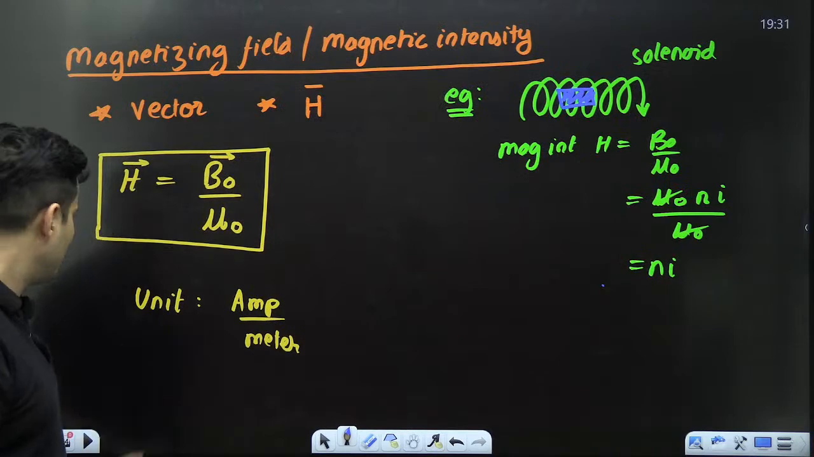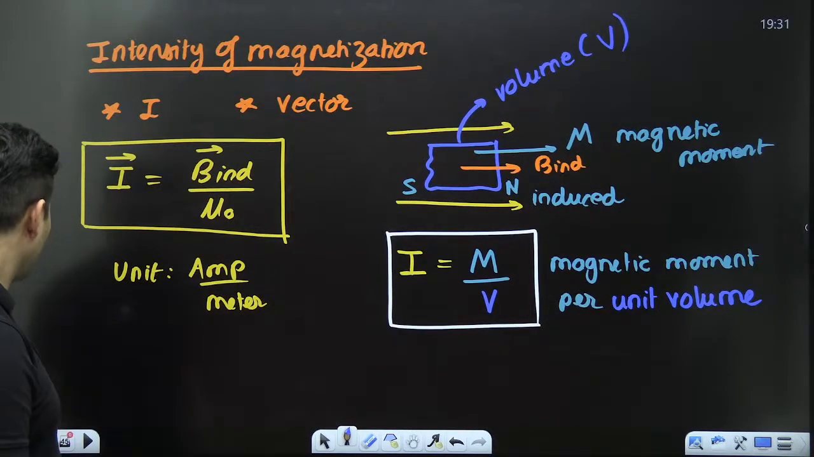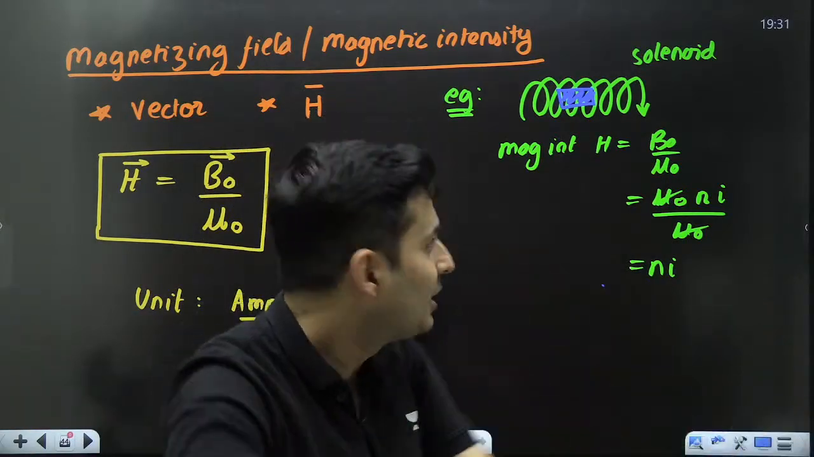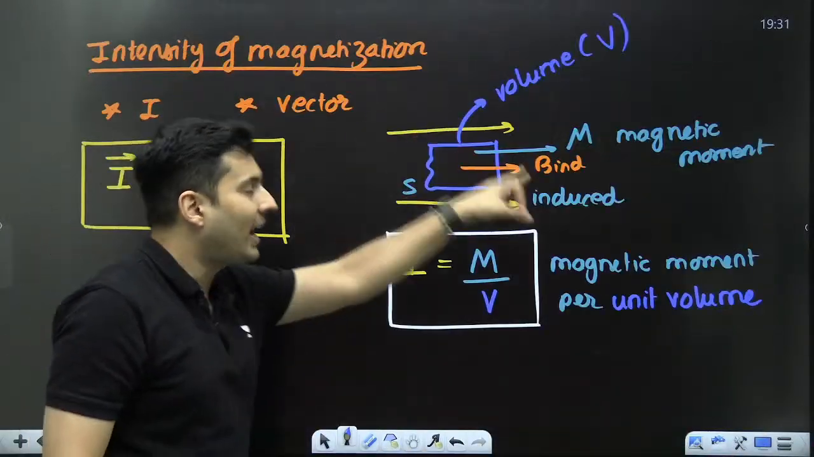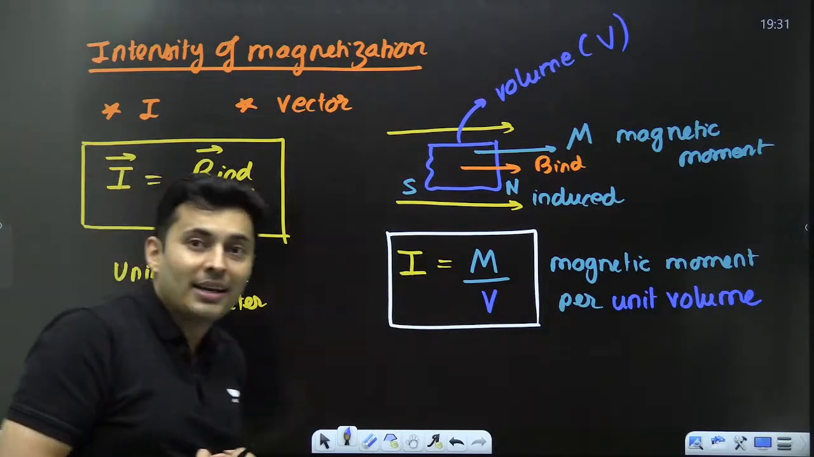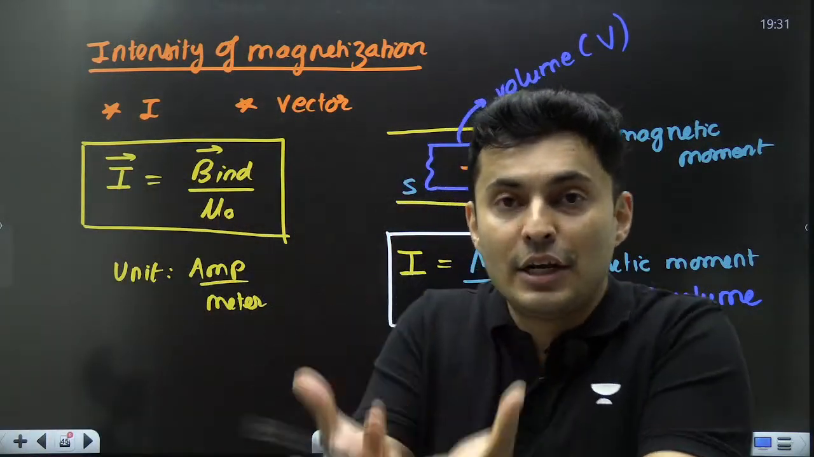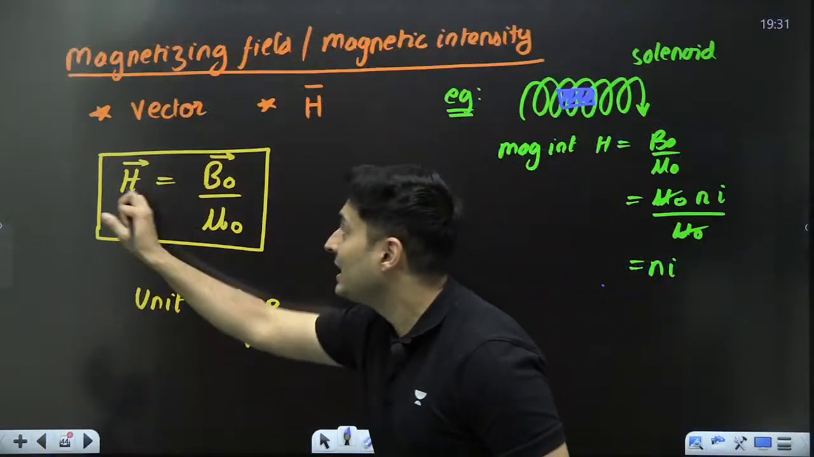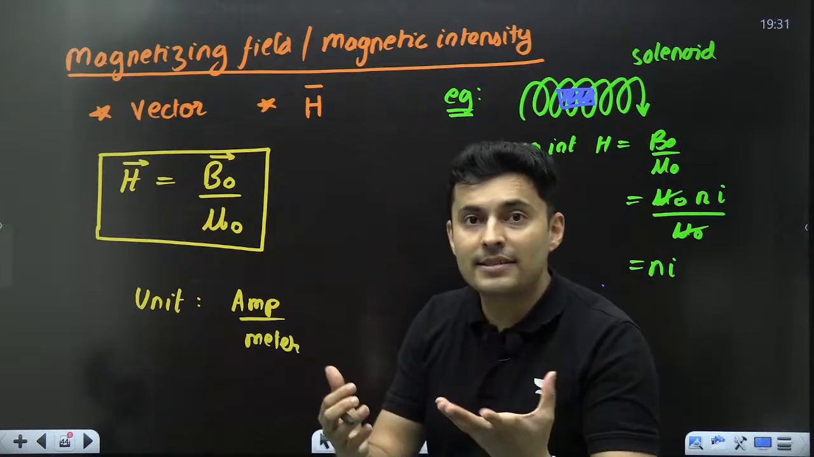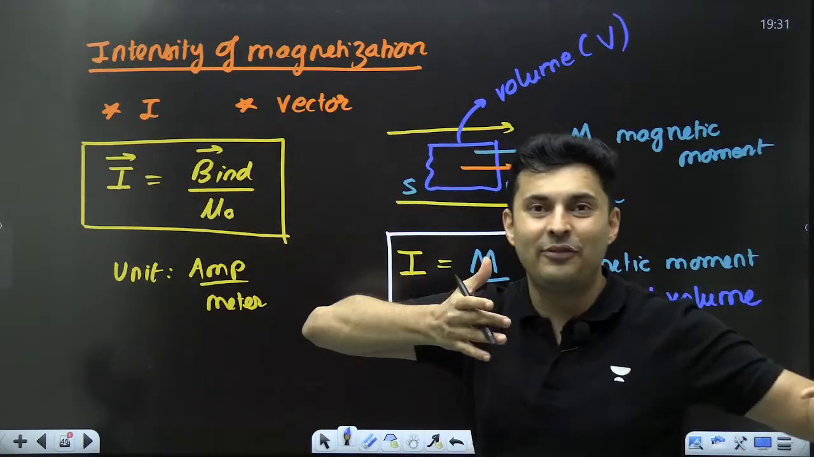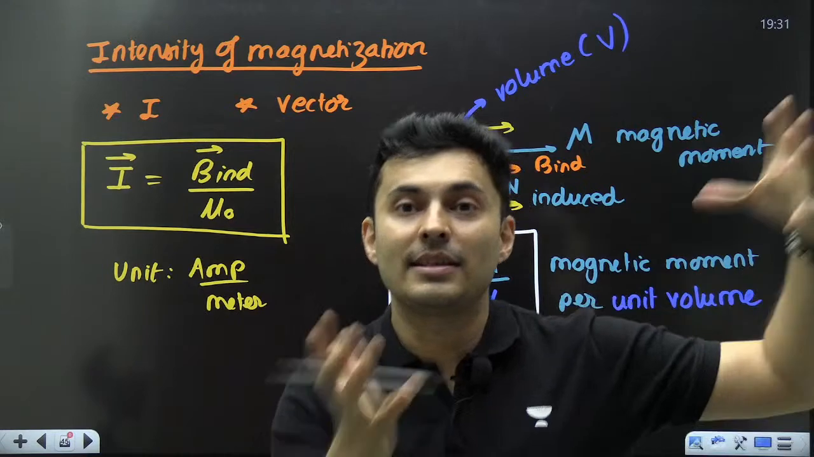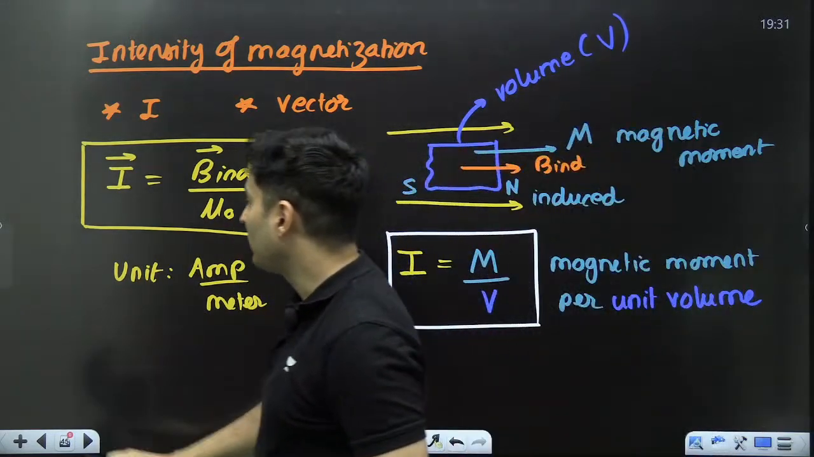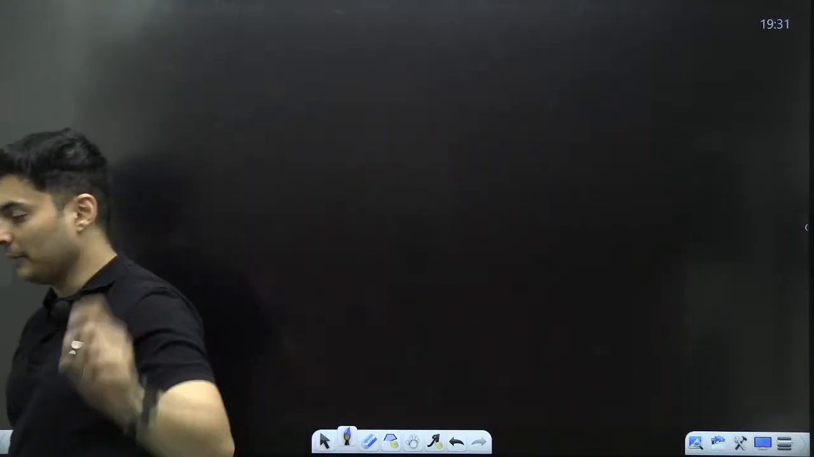So both H as well as I are done. Remember, H is given. You are magnetizing it. The material gets magnetized. So I is what is being affected, what is induced, what happens to it because of the H. So H is the cause, the reason, and I is the effect. I is the outcome. It gets magnetized, it gets induced. So that's how you can remember these things, everyone.